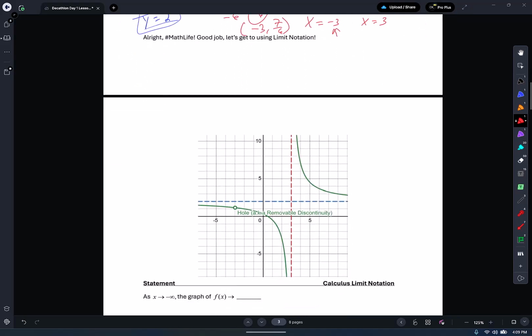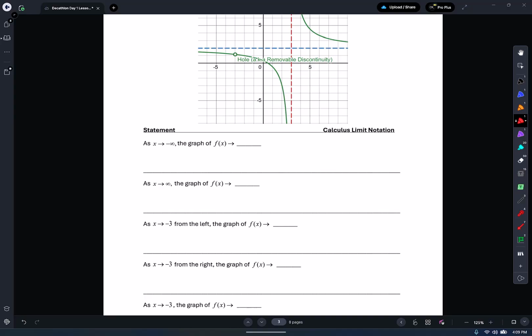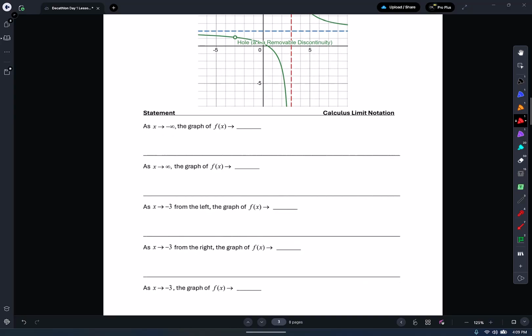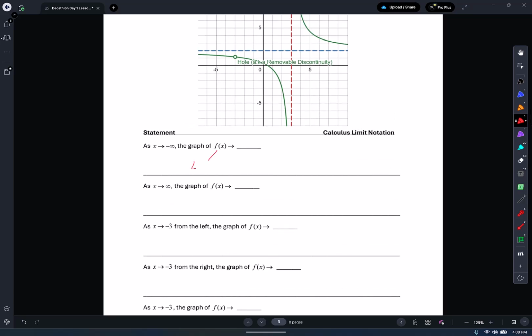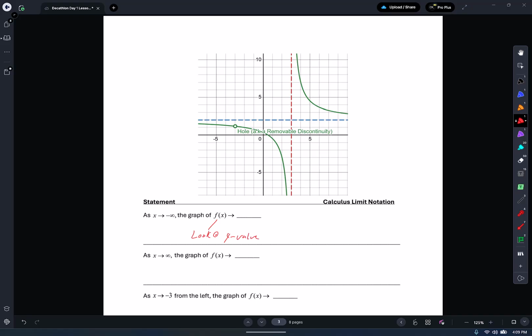Let's get to using limit notation. So here it is. Now, some of my kids already did it, so if they're faster, relax. It's because she already did it. So it says here, as x approaches -infinity, the graph of f of x, so that means look at the y value. So as x approaches -infinity, what does this y value approach?